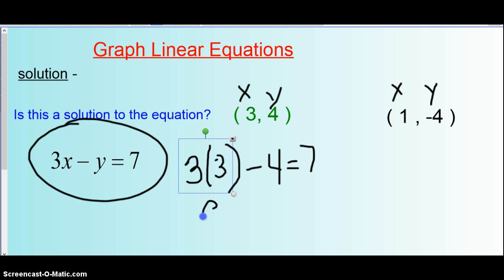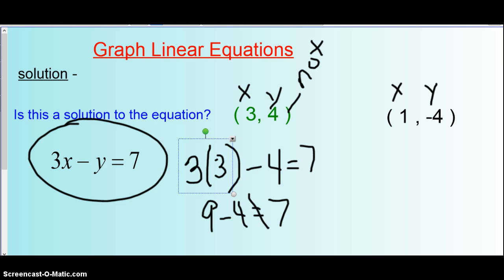Is 3 times 3, which is 9, minus 4 equal to 7? No, it is not equal to 7. So this would not be part of your solution set. In other words, this would not be a coordinate point on this line.